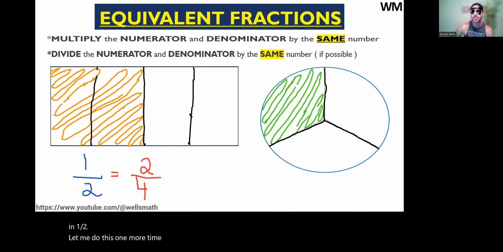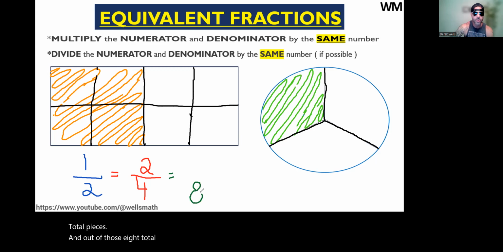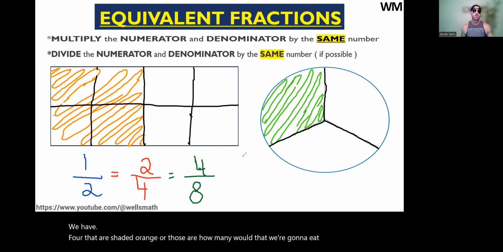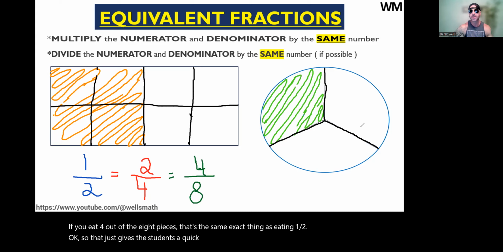Let's pretend that this candy bar has 8 total pieces. And out of those 8 total pieces, we have 4 that are shaded orange, or those are how many we're going to eat. Well, if you eat 4 out of the 8 pieces, that's the same exact thing as eating 1/2. Okay? So that just gives the students a quick visual. Let's look at the next one.